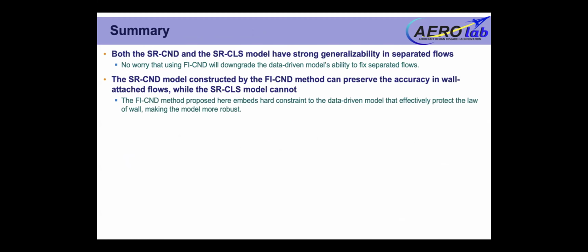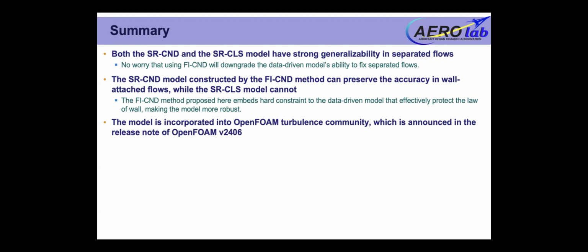Now let's come to our summary. Both the SR-CND and the SR-CLS model have strong generalizability in separated flows. So no worry that using FICND will downgrade the data-driven model's ability to fix separated flows. And the SR-CND model constructed by the FICND method can preserve the accuracy in the wall attached flows, while the SR-CLS model constructed by classic field inversion method cannot.